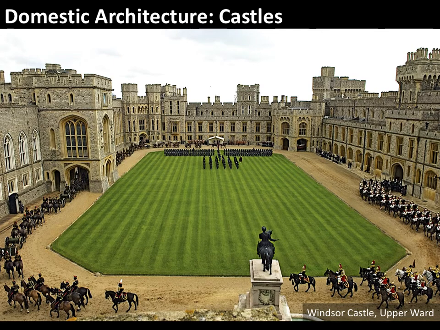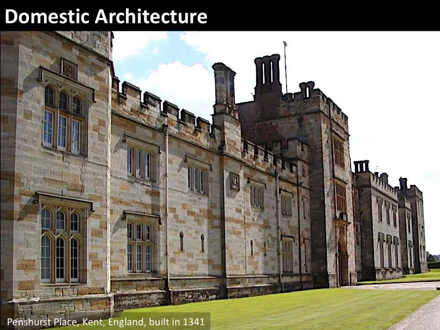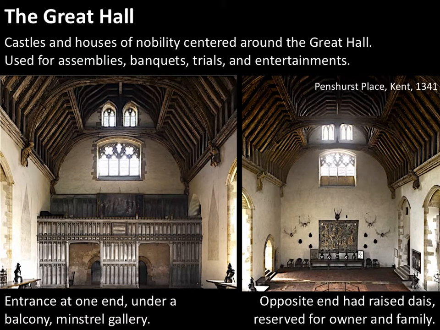But castles are for royalty, so let's see how some of the nobles lived. Let's take a look at Penshurst Place, which is in Kent, outside of London. This is a manor house built in the 1300s. And what I really want to show you is on the inside. I want to show you the Great Hall.